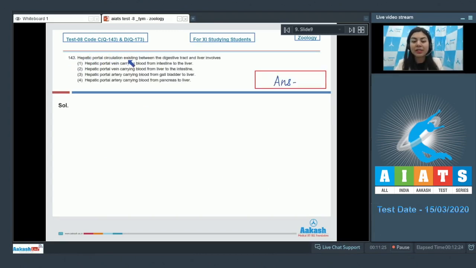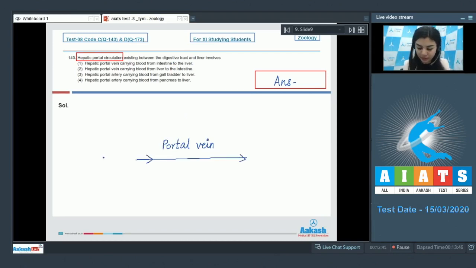Question 143. Hepatic portal circulation existing between the digestive tract and liver involves hepatic portal vein carrying blood from intestine to the liver, hepatic portal vein carrying blood from liver to the intestine, hepatic portal artery carrying blood from gallbladder to liver, hepatic portal artery carrying blood from pancreas to liver. A special vascular connection exists between intestine and liver, and this is called as hepatic portal circulation. The hepatic portal circulation consists of a portal vein, and this portal vein carries blood from intestine to the liver before it is finally delivered to the heart. Thus it exists between intestine and liver.